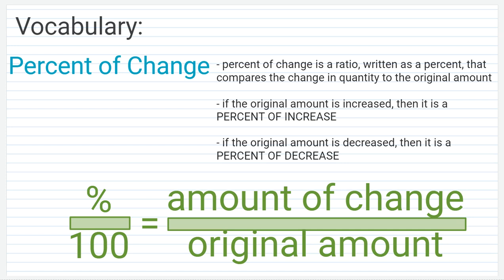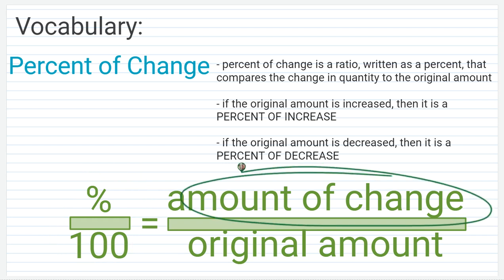But in this set of questions here, we're just going to be taking a look at essentially just generic percent of change problems. And with a percent of change, if the original amount is increased, then it's a percent of increase. If the original amount is decreased, then it is a percent of decrease. And we can use this proportion that we see here that says percent over 100, right? Because our percents are always out of 100, is the amount of change over the original amount.